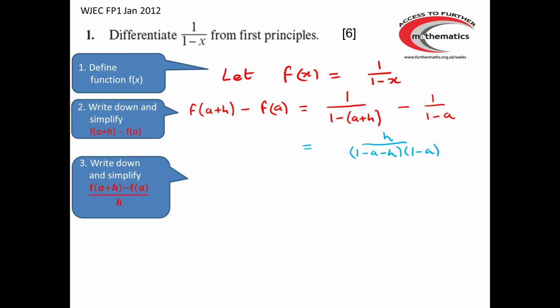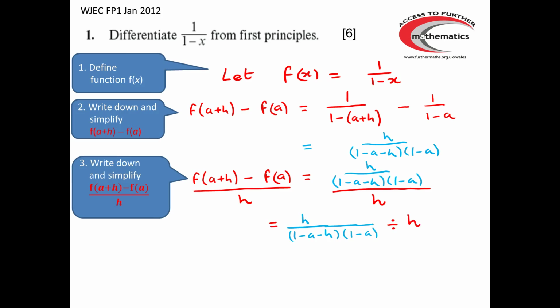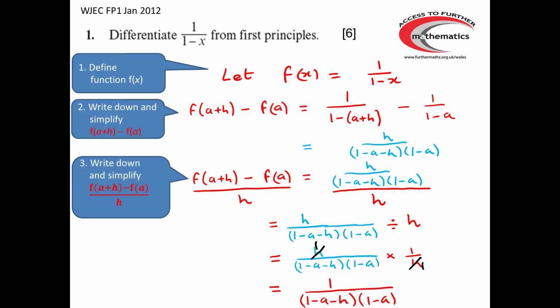So we now want to think about f of a plus h minus f of a, all divided by h. So f of a plus h minus f of a over h is the expression we've just got for f of a plus h minus f of a, divided by h. Now it might be helpful to think of that as being a division sum. And if we then think that dividing by h is the same thing as multiplying by 1 over h, we have now got a fraction multiplication to do, and we can spot quickly that we can cancel out the h on the numerator of the first fraction with the h on the denominator of the second fraction. So we're ending up with a final expression for f of a plus h minus f of a over h of 1 over 1 minus a minus h times by 1 minus a.